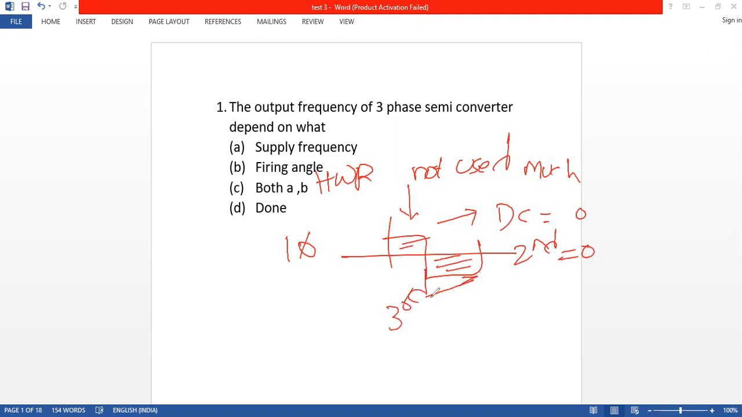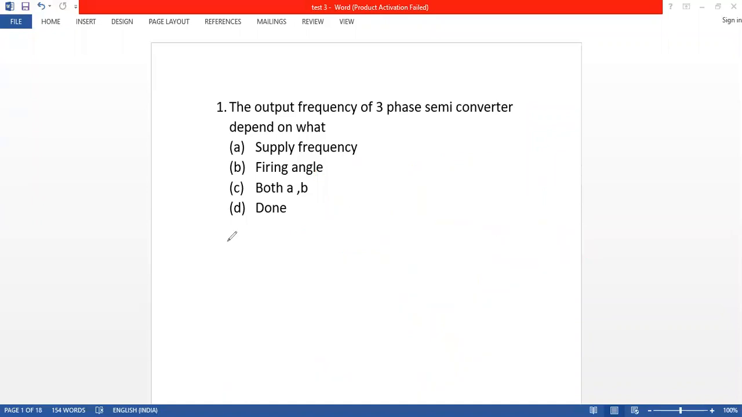So the third harmonic is dominant. Now you go to three phase. You eliminate DC and third harmonic here. And tomorrow a question will come: which harmonic is dominant in three phase? It is the fifth and seventh harmonic.